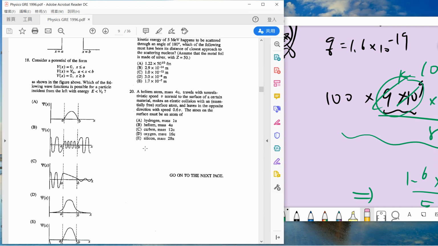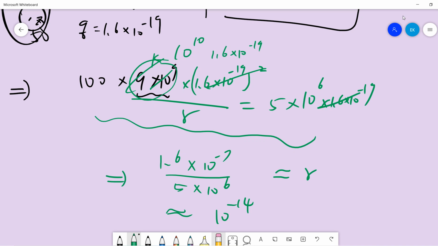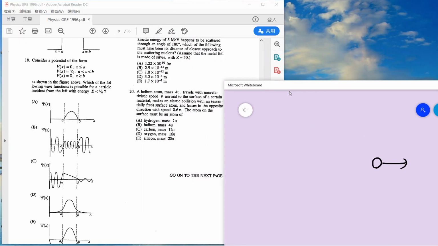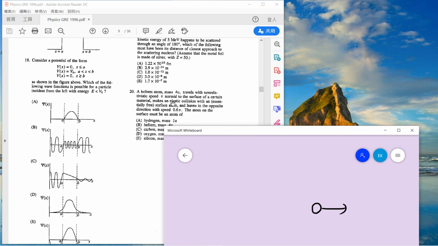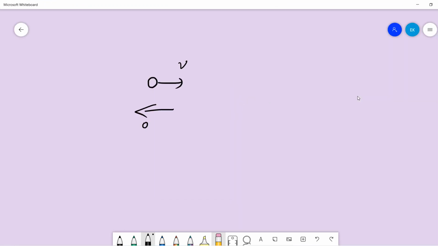So 20, a helium atom of mass 4 u, where u is like the atomic unit, travels with a non-relativistic speed normal to the surface of a certain material, makes an elastic collision with a surface atom, and leaves in the opposite direction. Basically, this is a question like ones we have done, the same elastic collision. So you have elastic collision with an essentially free surface atom. I can assume that this surface atom is at rest, and this is M.